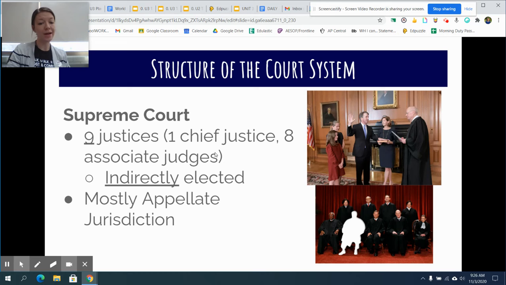Now, the Supreme Court has mostly appellate jurisdiction. We just talked about that. Basically, they're just reviewing decisions of the lower courts. However, they can hear cases for the first time and have that original jurisdiction. But for the most part, they are only reviewing decisions and actions made by the appellate and district courts.